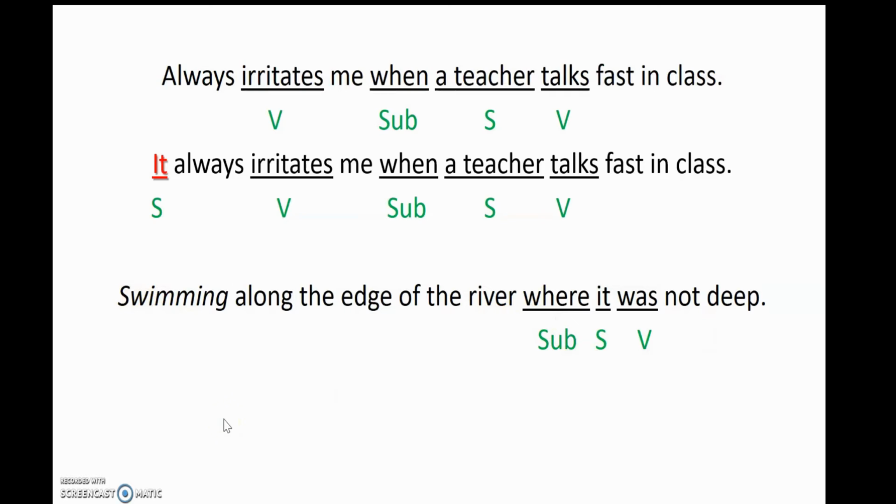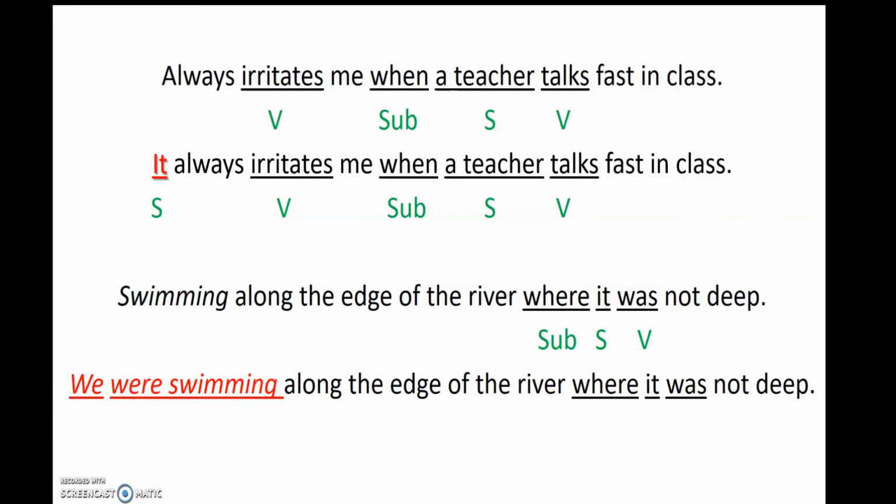So what we need is we're missing an independent clause. So we need to add a subject and a verb. And here we go. We were swimming along the edge of the river where it was not deep. Now you can always say we swam, or he swam, or she swam, or they were swimming. As long as you have a subject with the verb, as long as you added an independent clause, now you have IC and DC, it's a complex sentence. Let's look at more examples.